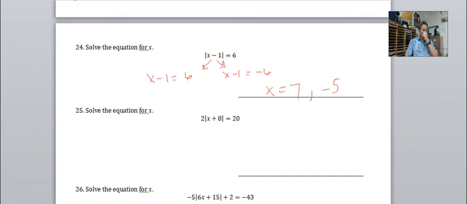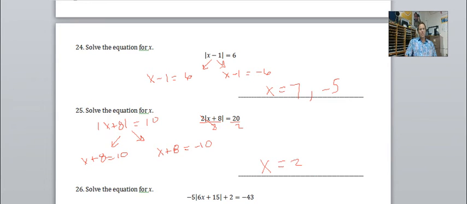You want to do the same thing on problem number 25. But before you do that, you need to get the absolute value all by itself. Please never distribute when it comes to an absolute value. Always get rid of the number in front by dividing first, and that's how I get the absolute value of x plus 8 equals 10. And again, we're doing the same thing. Separate into x plus 8 equals 10, and x plus 8 equals negative 10. Subtract 8 over. That's how I get x equals 2. Subtract 8 over, that's how I get x equals negative 18.